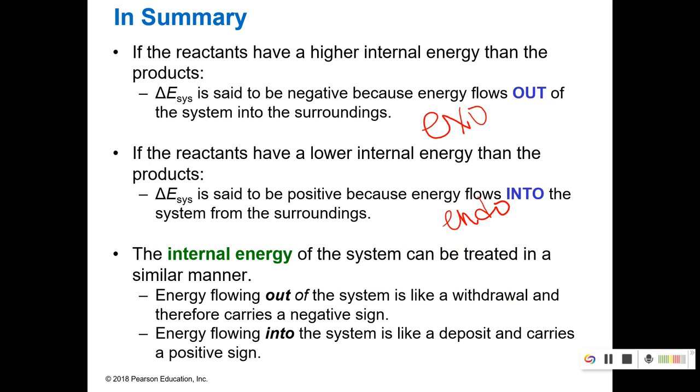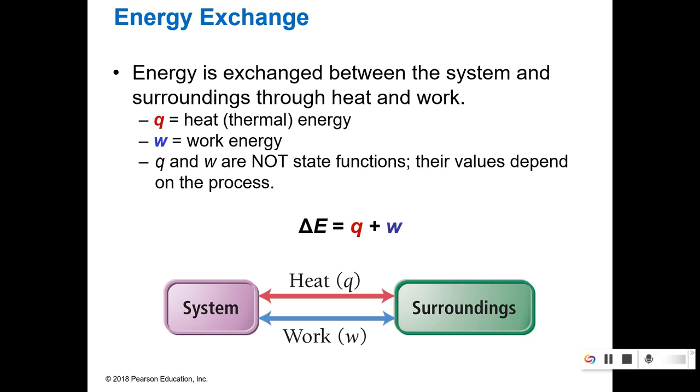And then that internal energy, remember that's just both of them together. All right, so we've got energy exchanged between the system and the surroundings through heat and work. So we will use Q for heat, lowercase q, and we will use W for work.